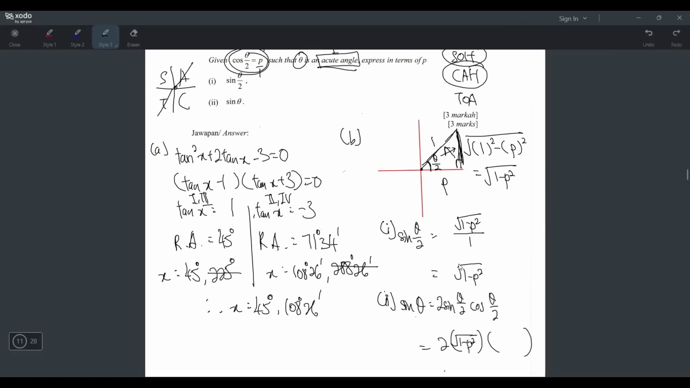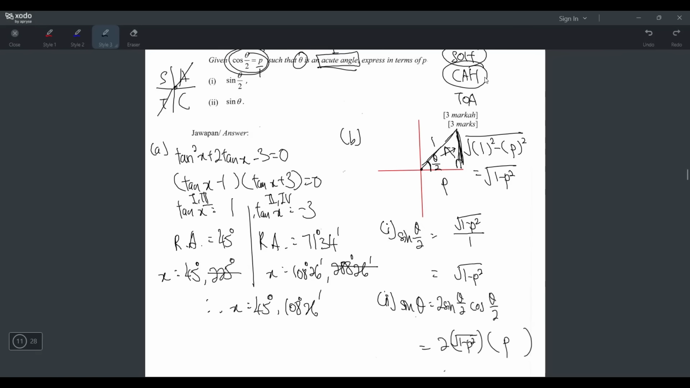Actually you can copy from your first question answer also, because this is the answer for sin theta over 2. And coincidentally, now I also want to find sin theta over 2, so that's why it's the same. Okay, now for the next one is cos theta over 2. Of course, you can copy here also. Cos theta over 2 is p, so straight away write p. But if you want to look from the drawing, can also.